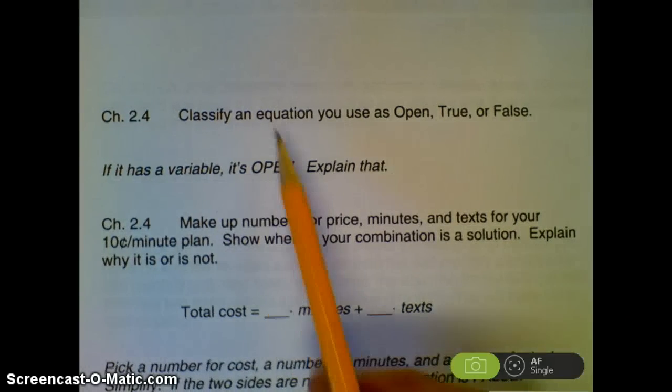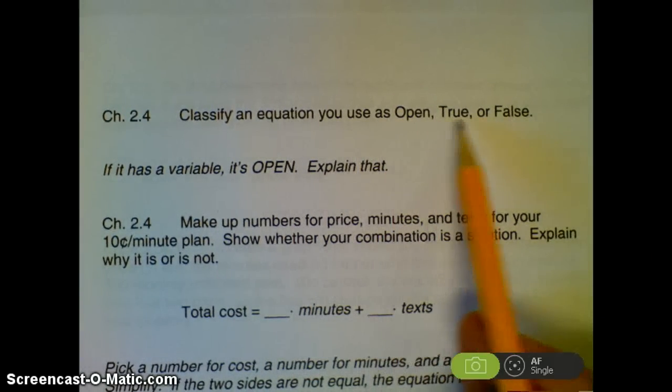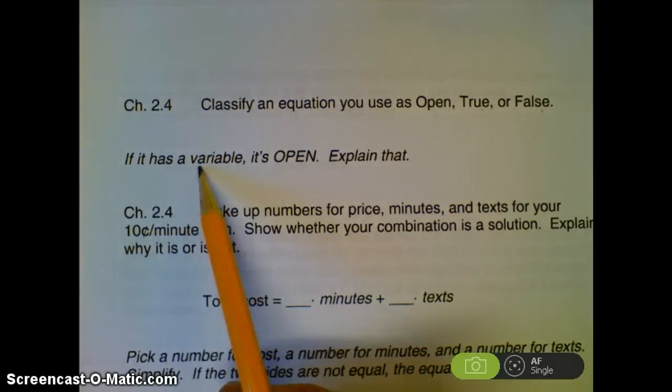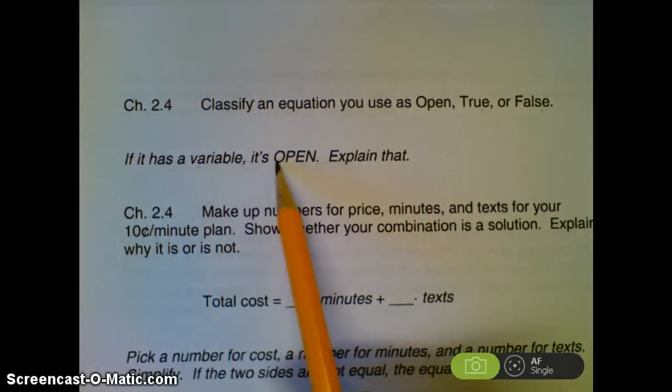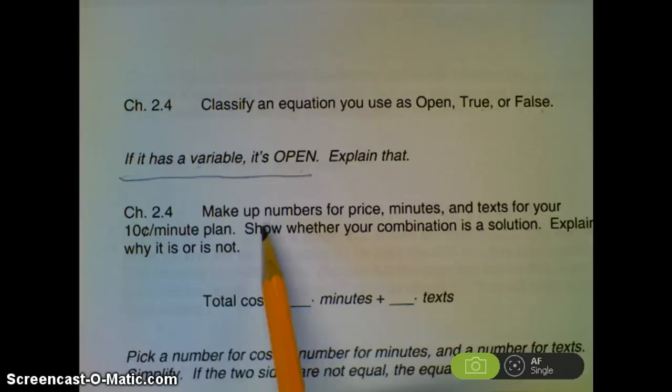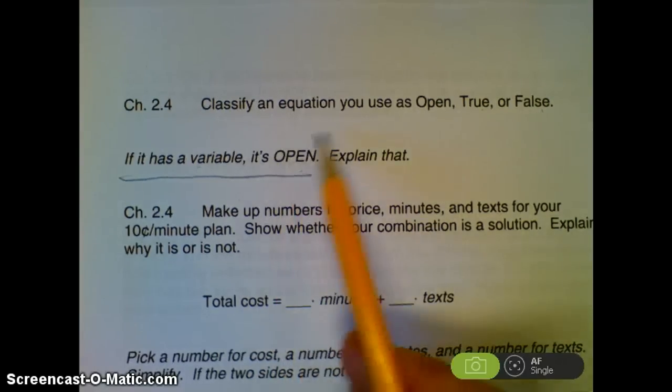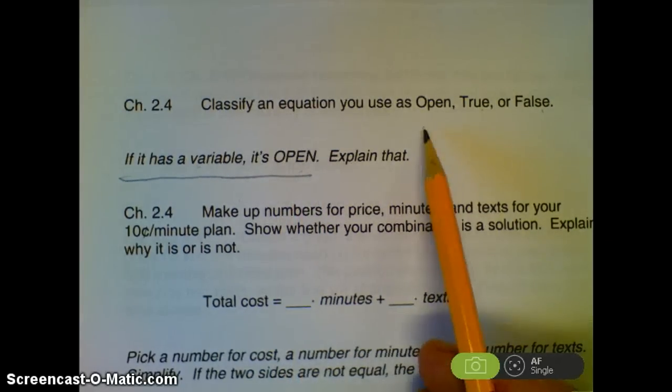Chapter 2, Section 4. Classify an equation you use as open, true, or false. If it has a variable, it's open. So you just have to explain that. If it has a variable, it's open when you write out one of the equations you use, like that 10-cent a minute equation.